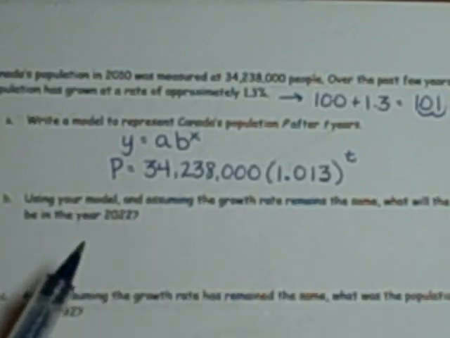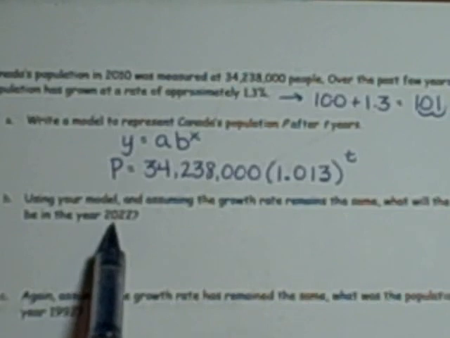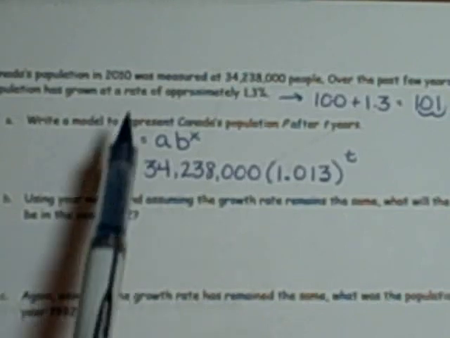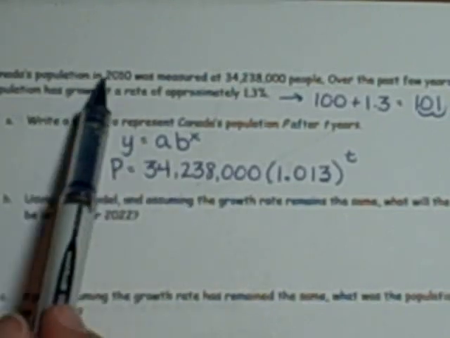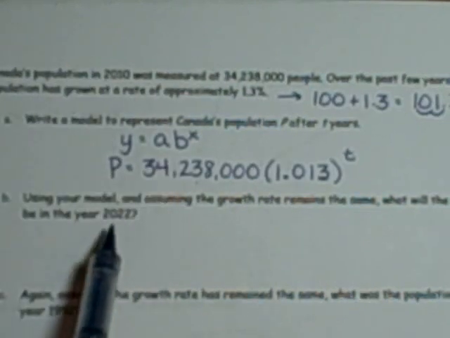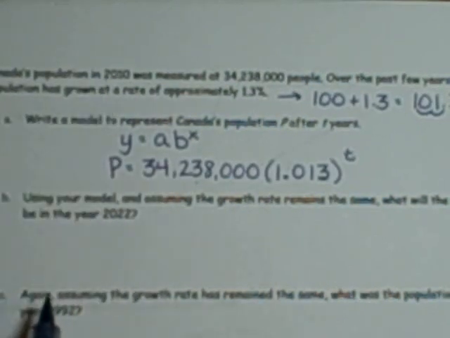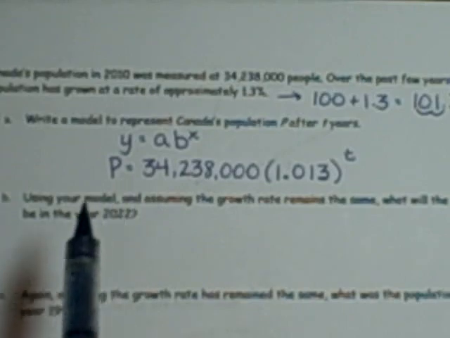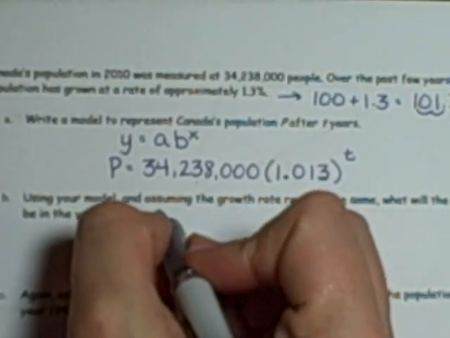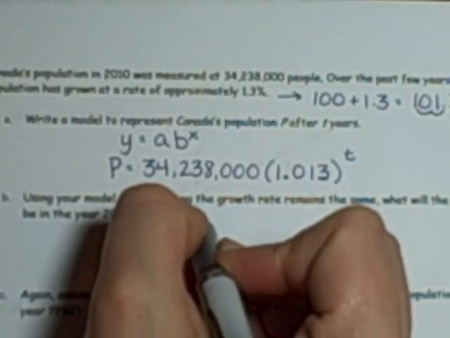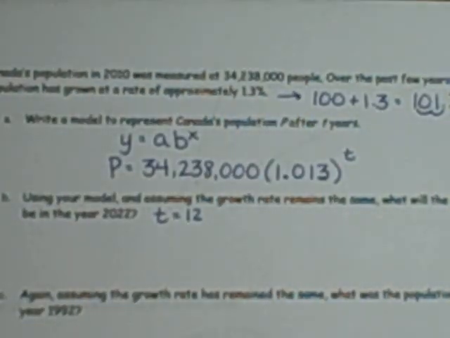Okay, question B wants us to find the population in the year 2022. Well, remember our starting value was in the year 2010. So what we really want to do is figure out how many years have passed since 2010. And from 2010 to 2022 would be 12 years. If you weren't sure about that, you could do 2022 minus 2010 in your calculator.